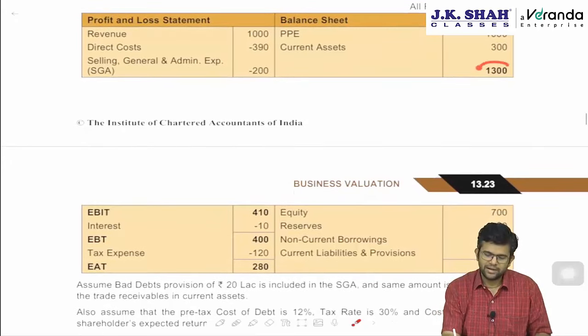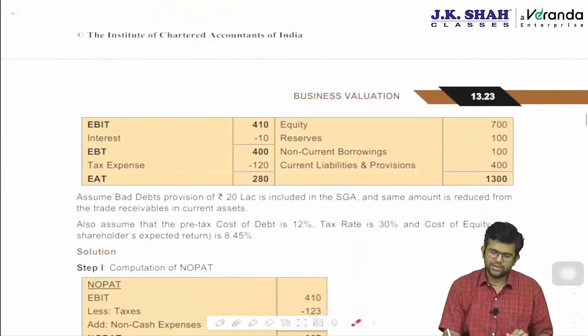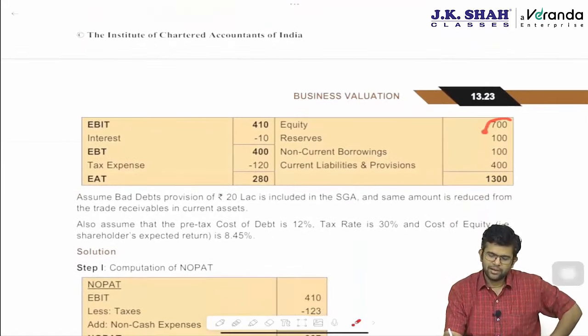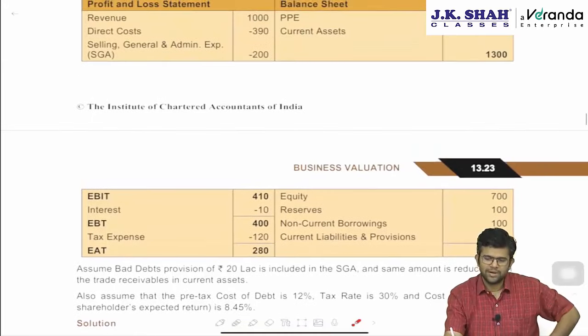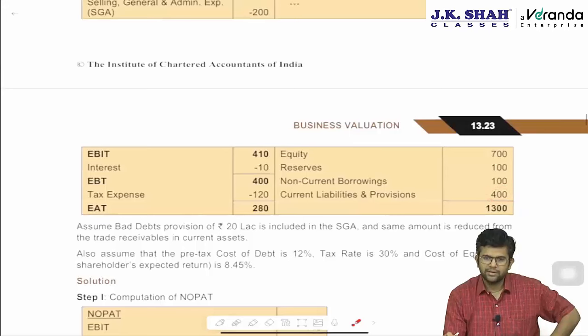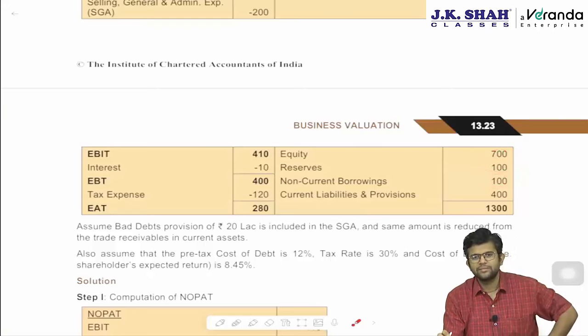And this 1300 is represented by 800 of equity and 100 of debt. Everybody clear? And this current liability of 400. Now everyone clear? So basically your total capital employed is 1300 minus 400, that is 900. It can also be represented as 800 plus 100. Everyone clear?